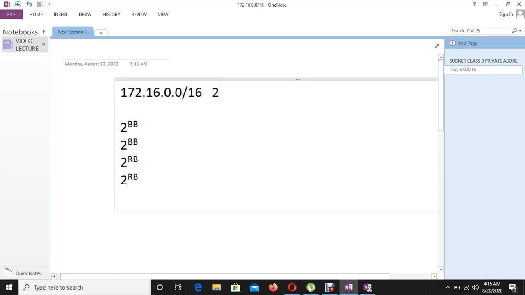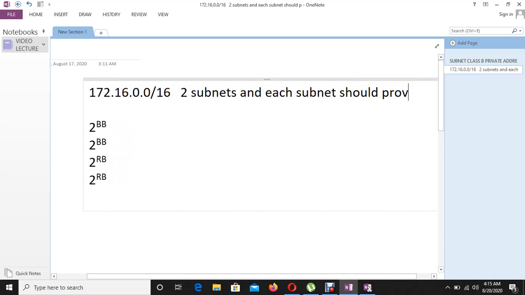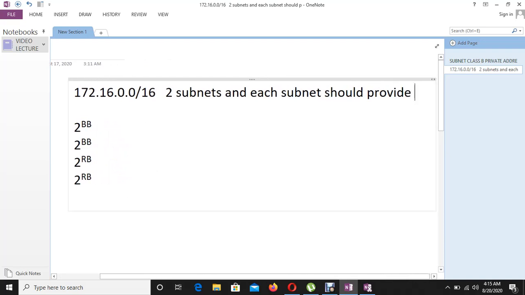Okay, so our question is we need two subnets from this network, and each subnet should provide 60,000 users. That is the question. We need to subnet this network into two subnets, and each subnet should provide room for at least 60,000 users. So in this case, how many bits do we need to borrow?